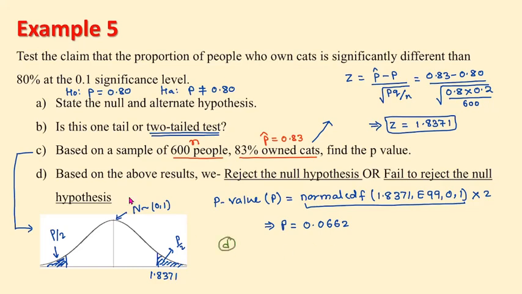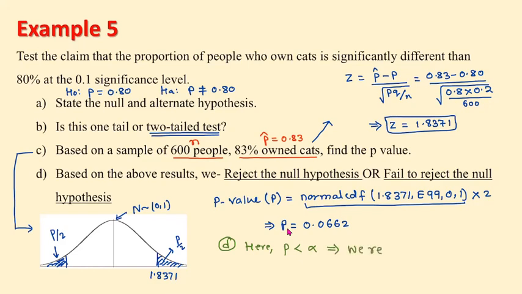In part D, based on the result, we need to reject the null hypothesis or fail to reject the null hypothesis. So for that, we compare the p-value with the significance level. So here, what we have is our p is 0.0662 and the significance level is 10%. Okay, so you can clearly see that p is less than alpha. And when p is less than alpha, we reject the null hypothesis.